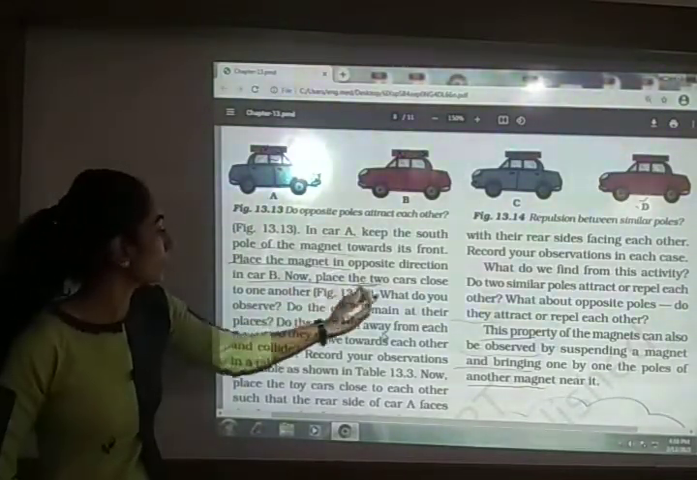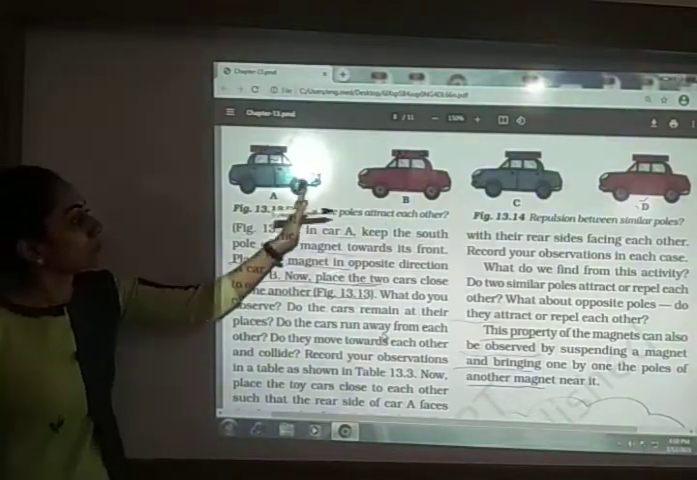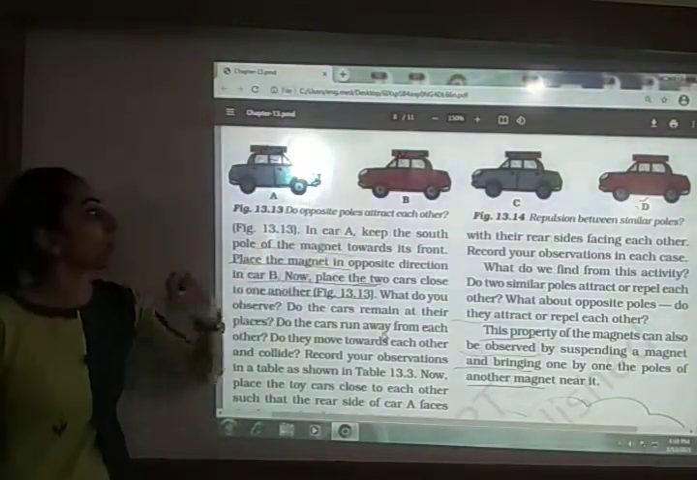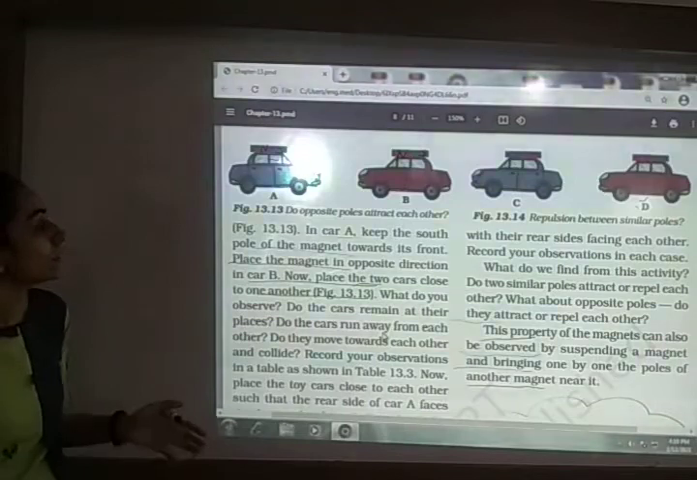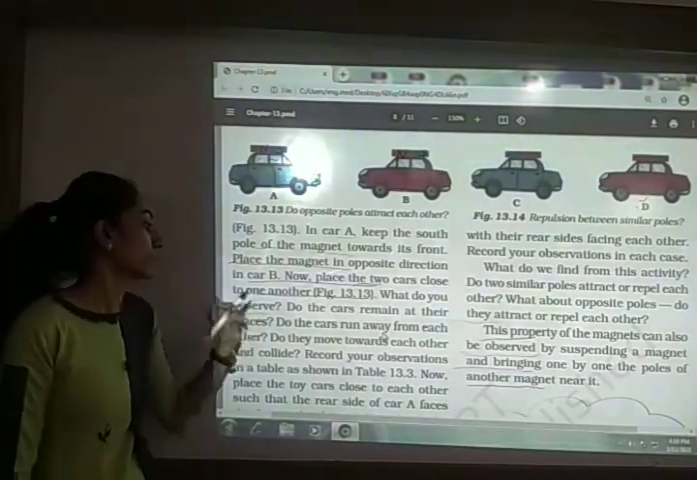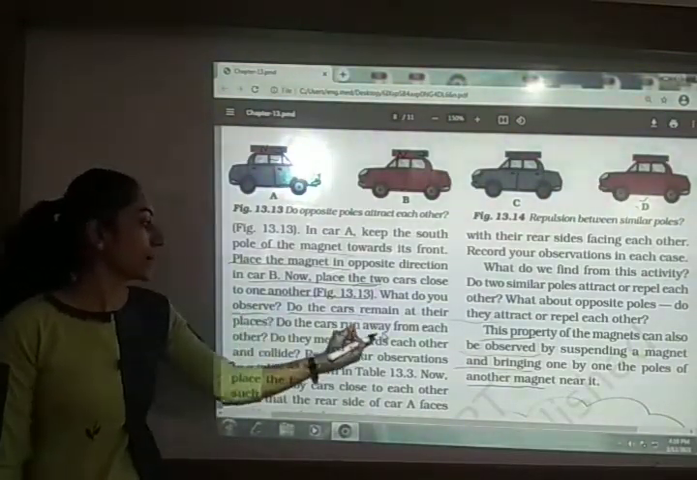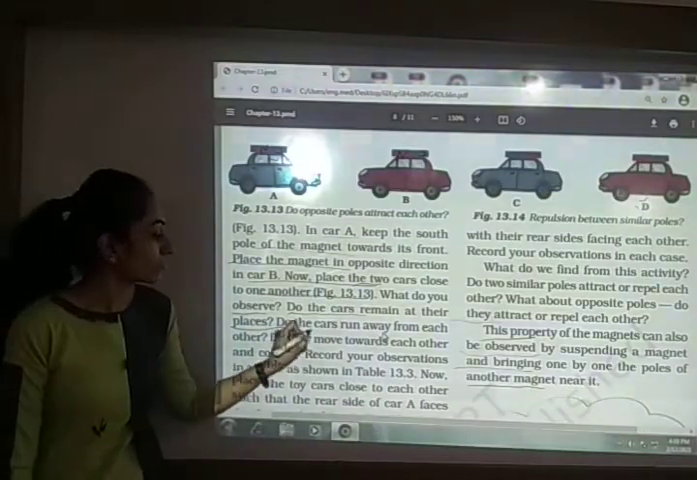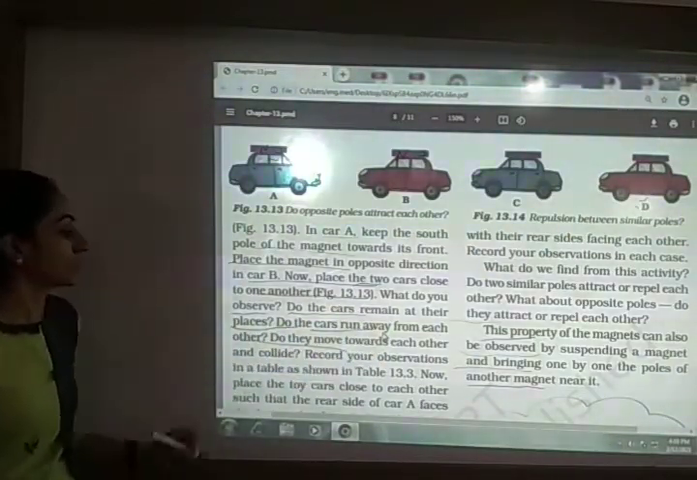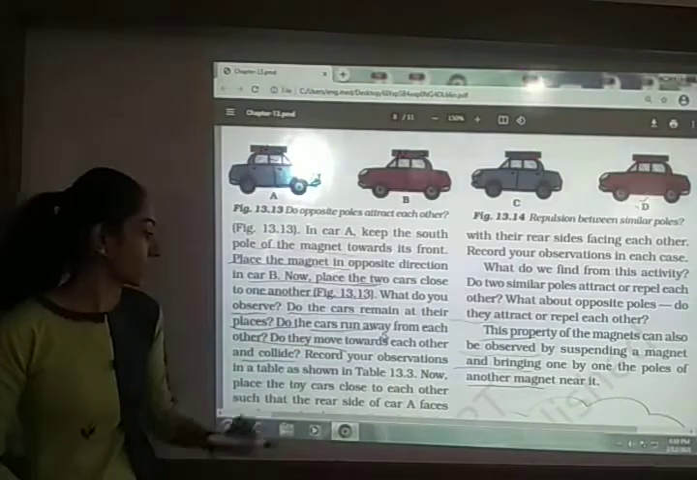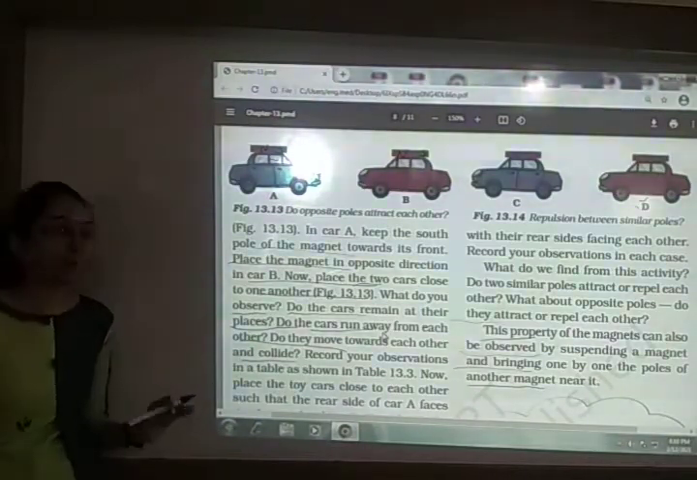Now place the two cars close to one another and observe. What do you observe? You have to answer: do the cars remain at their places? Do the cars run away from each other? Do they move towards each other and collide? From this you have to answer.